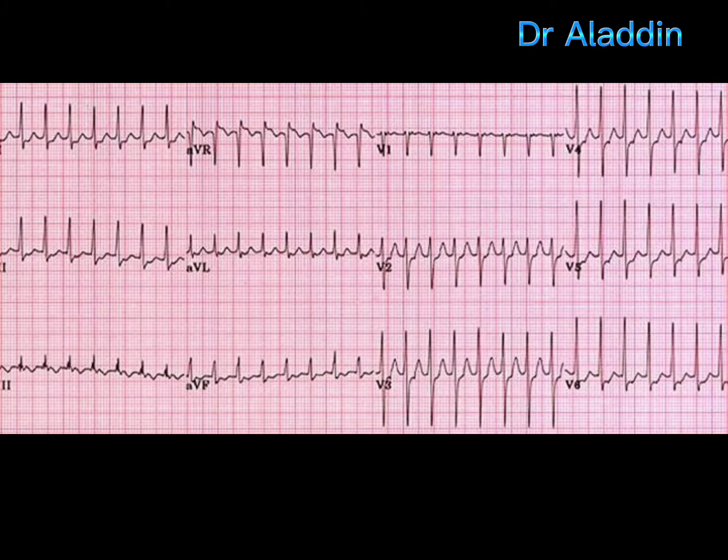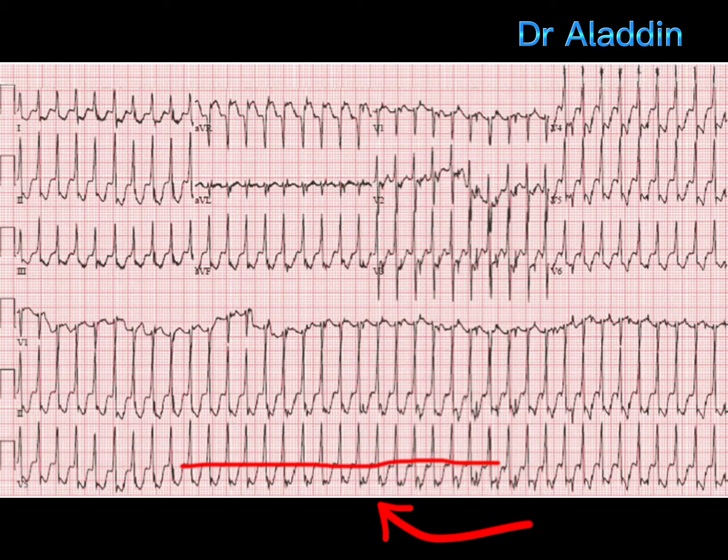The QRS is narrow as shown here, and the ventricular rhythm is regular. The distance between RR intervals is regular. Rate here is somewhere around 215 beats per minute, with the normal axis. No P wave at all, and there is ST segment depression.